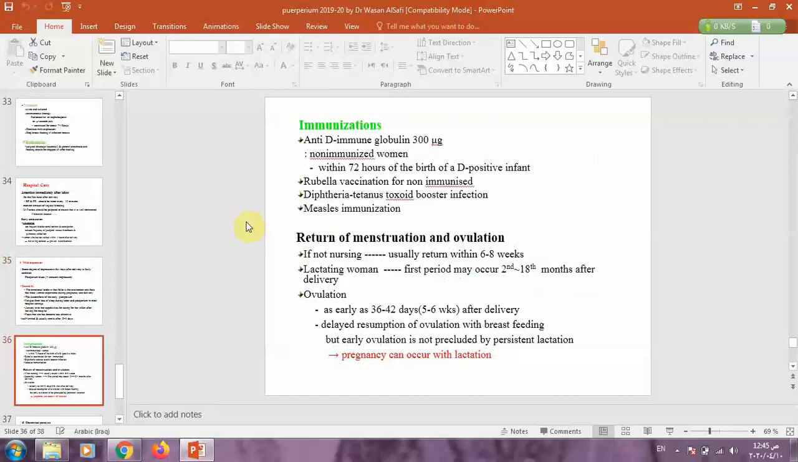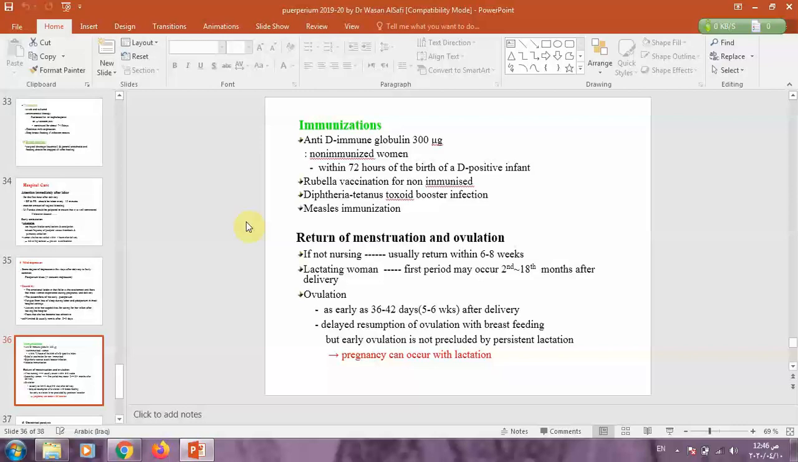For immunization in the puerperal period, we should advise anti-D 300 microgram for non-immunized Rh negative women with an Rh positive baby, and this injection should be given within 72 hours of birth. Rubella vaccination for non-immunized women. Diphtheria tetanus toxoid booster should be given. Measles immunization is also advised.